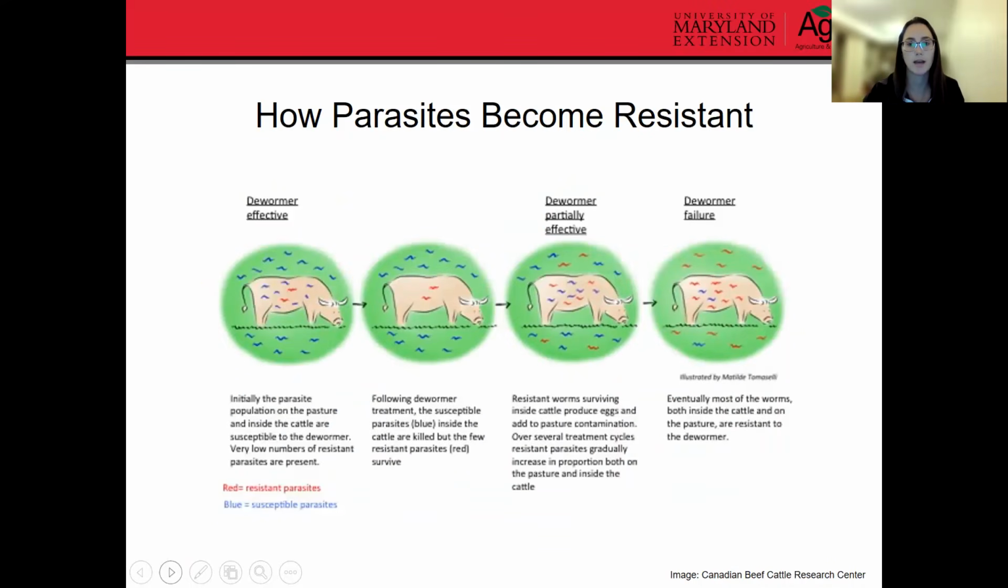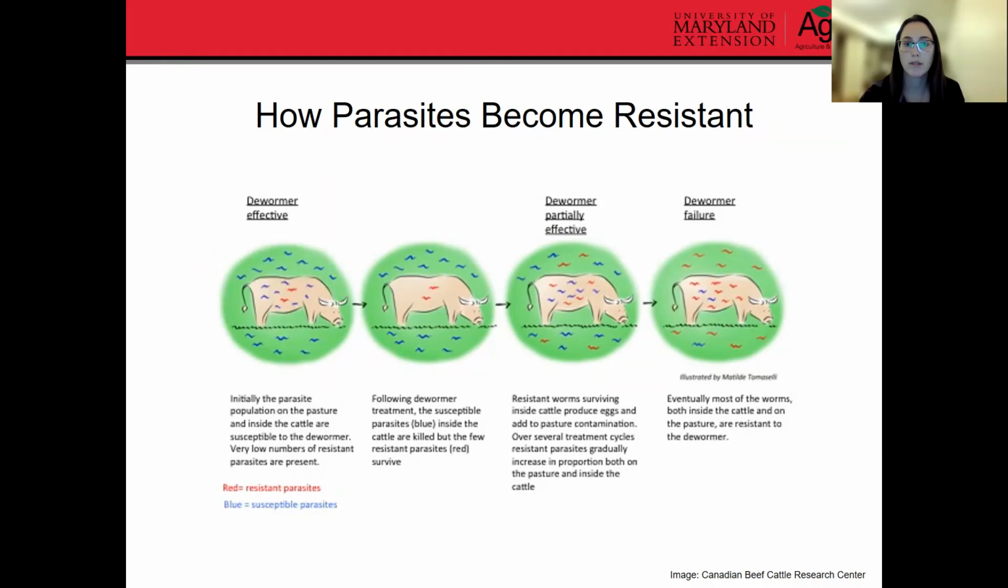This figure illustrates that a little bit for folks who like a visual. On the left-hand side, we have a situation where a dewormer is completely effective. The blue squiggles represent susceptible parasites, so ones that the dewormer will work against, and the red are the resistant parasites. In a normal situation, when the dewormer is effective, we treat the animal and all of the blue squiggles are gone. That means the majority of the parasites have been killed by the dewormer.